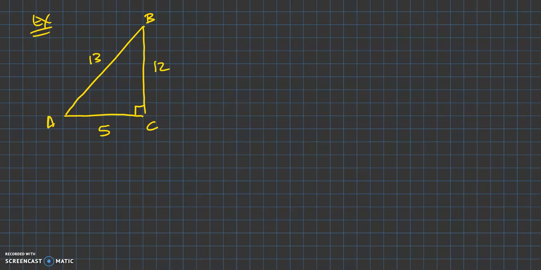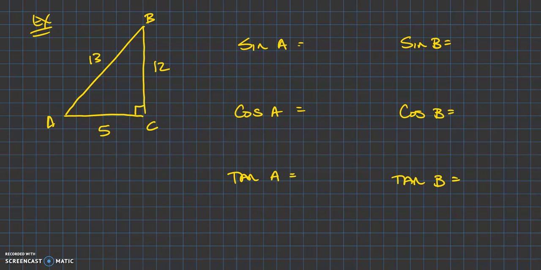Let me give you one more. After I write this down, I want you to pause the video and try it on your own. We're going to draw a very basic right triangle. This is one of our special right triangles. We're going to say A, B, and C, and this is a 5, 12, 13. You can use the Pythagorean theorem to prove that if you like. Find the sine of A, cosine of A, tangent of A, and then the sine of B, the cosine of B, and the tangent of B. Go ahead and pause the video and give this a shot.